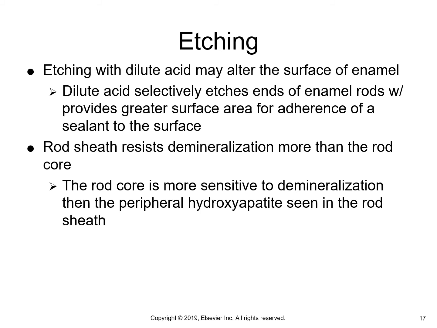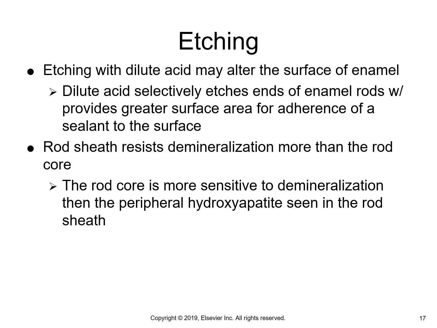So to etch a tooth, in order to bond, say, a sealant or a composite to the tooth, we actually use a diluted acid that alters the surface of the enamel. The acid will selectively etch the ends of enamel rods, which provides a greater surface area so that the materials can adhere to the surface of that enamel.